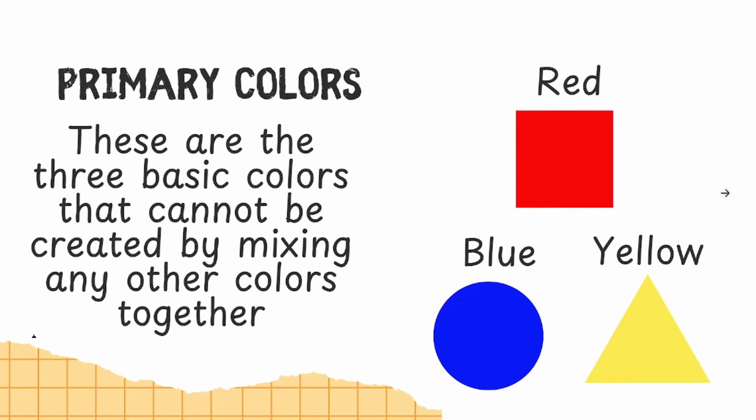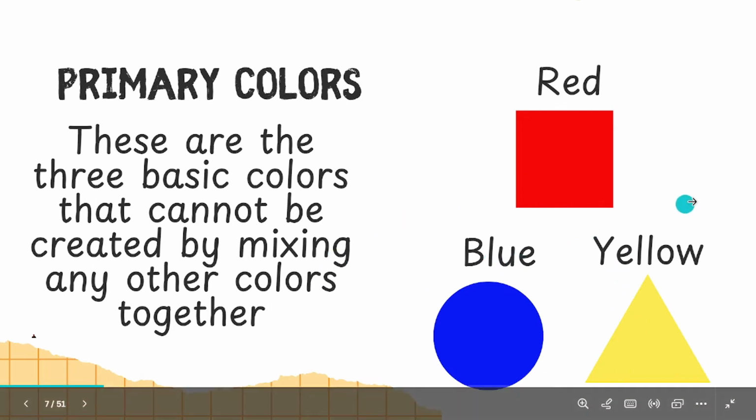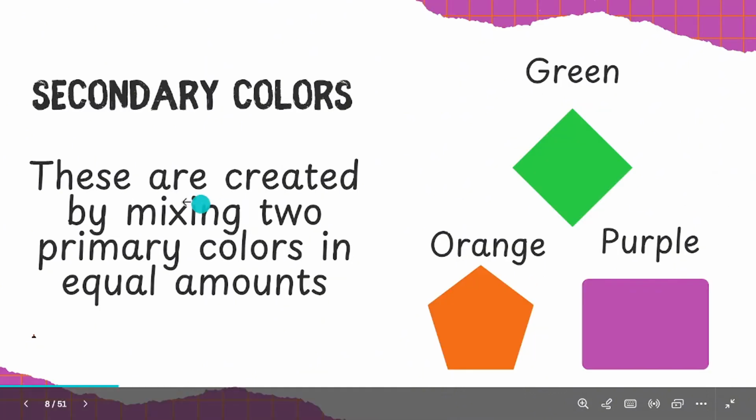The first color category is the primary color, and these are the three basic colors that cannot be created by mixing any other colors together. With some colors, when you mix two together, they give you another color, but primary colors cannot be created that way. And what are those colors? These are red, blue, and yellow.